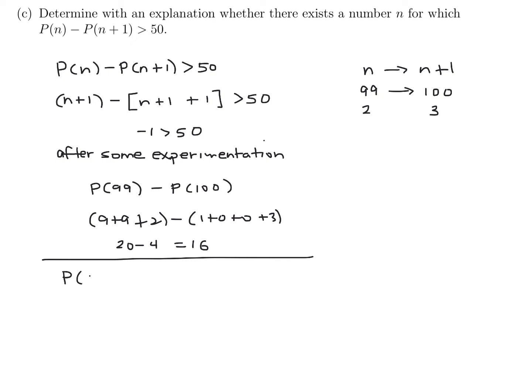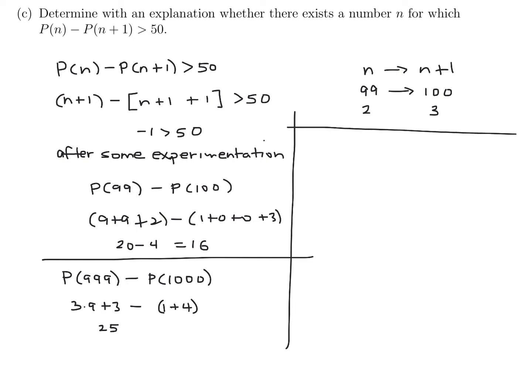Let's try the next one. P999 minus P1000. This is going to be 3 times 9 plus 3. And this is 1 plus 4. So that's what? 30 minus 5, which is 25. Okay, 25 is not greater than 50, but we are getting higher. So if we're getting higher, that's good. Let's keep going here. Eventually, we'll be able to get up to 50, I believe, or greater than 50.